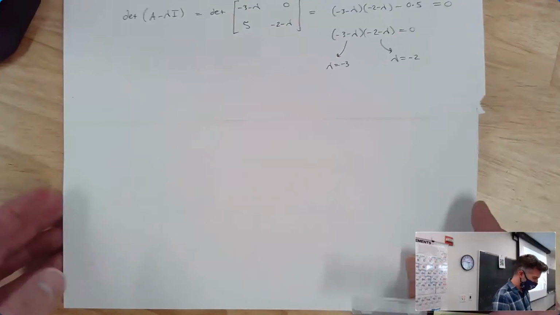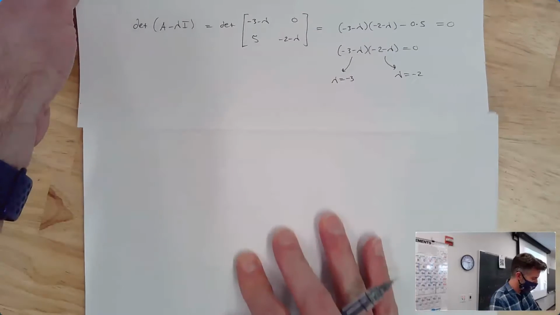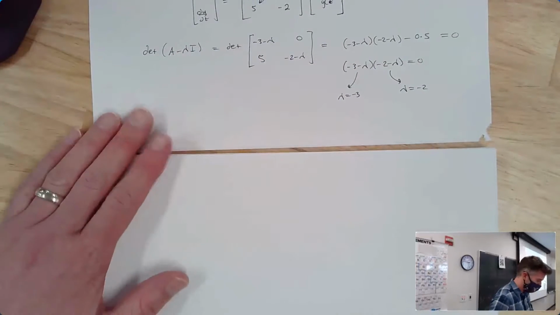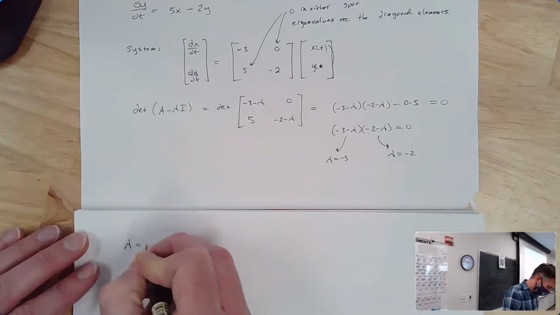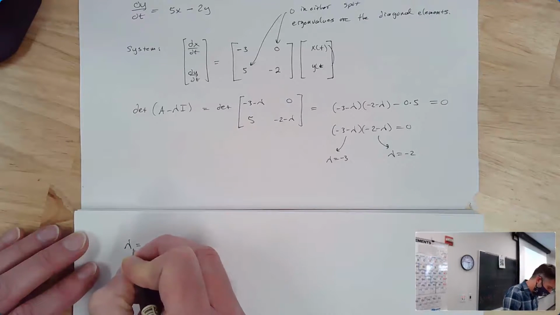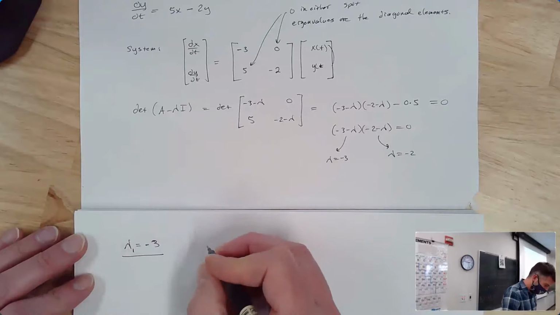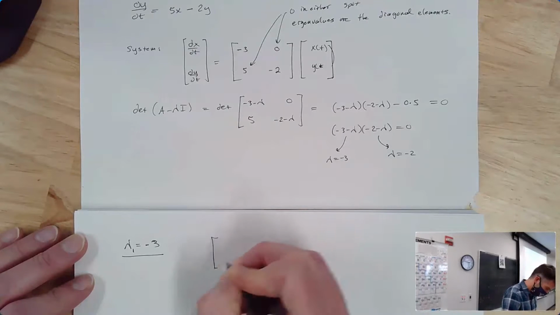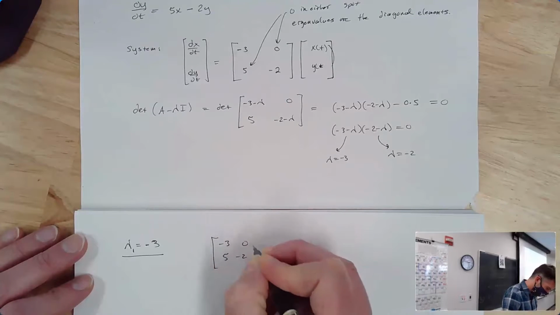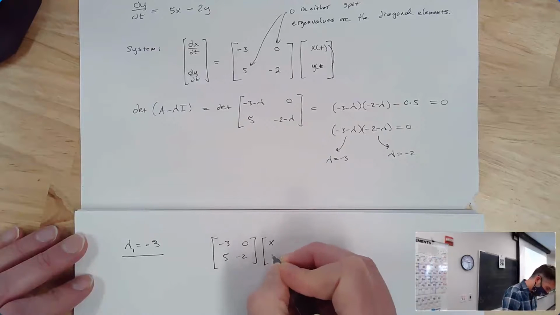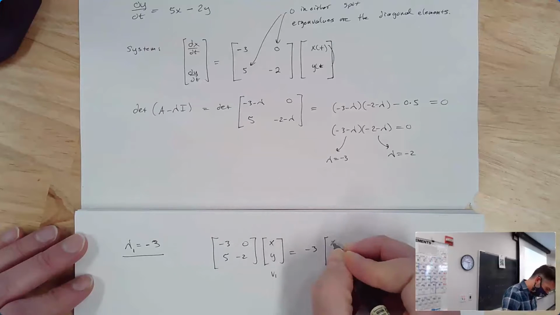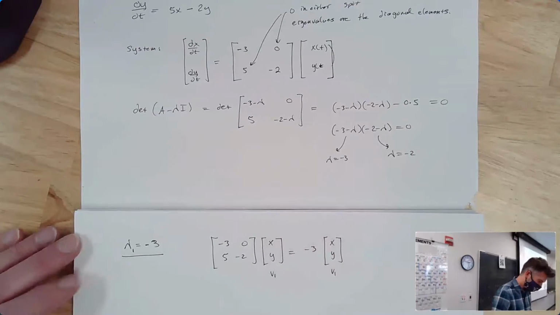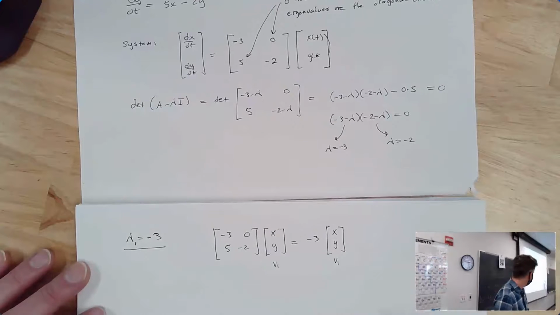So the nice thing about when the eigenvalues are those diagonal elements is it's really easy to find the eigenvectors. So let's find the eigenvectors. For lambda equal to negative 3, and let's call that lambda 1, we're going to get that A times the eigenvector equals negative 3 times the eigenvector.